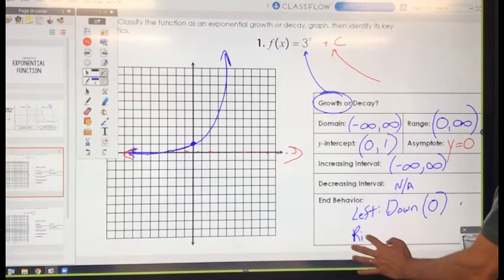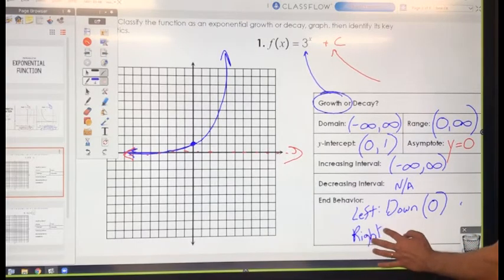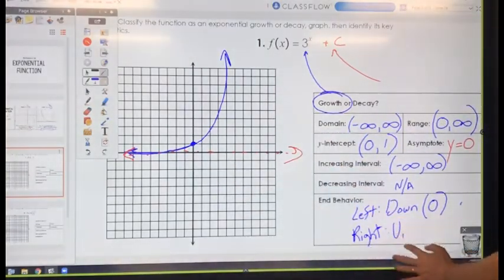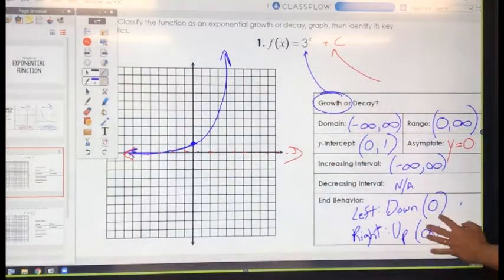The right side of my graph is going where? It's going up towards positive infinity. Very good.